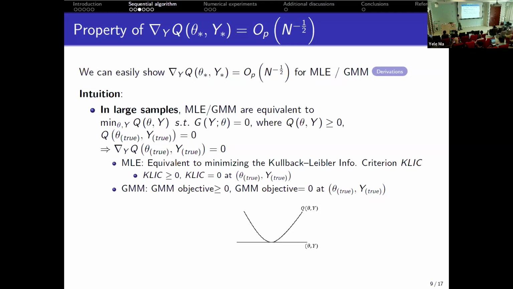And in the case of the GMM, generally the GMM objective takes a non-negative value, and the value of the GMM objective is equal to 0 at the true value, as long as the model is correctly specified. So in that sense, MLE and GMM can be formulated by this problem. And so that's why this condition holds in large samples.